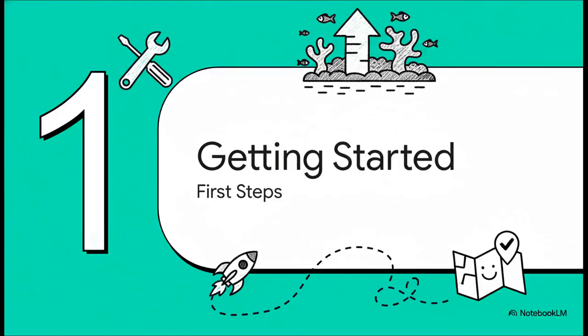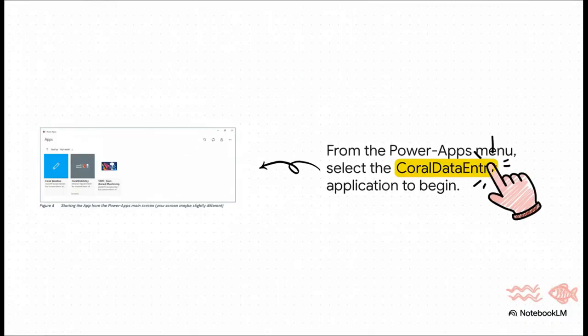All right, let's dive into Section 1, Getting Started. We're going to cover the essential first steps you need to take when you run the application for the very first time. Getting this part right is key. To start, just open up the Power Apps menu on your device. You'll see a list of applications. Go ahead and find Coral Data Entry and tap on it to get started.